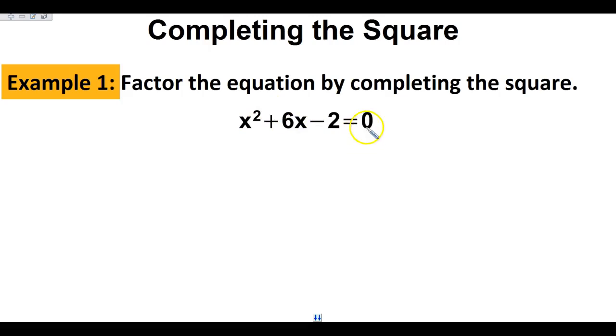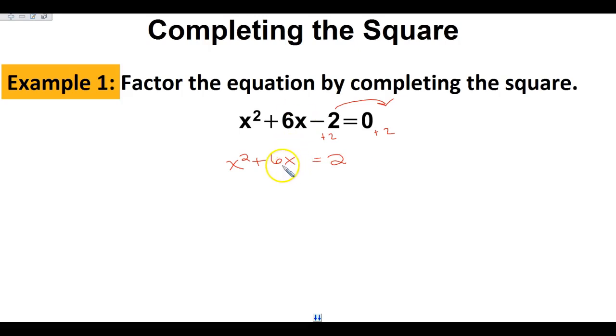So we're going to start with an equation that only has one variable in it. This one doesn't have anything to do with a circle, but I want to factor this equation by completing the square. What I want you to notice here is that this number is not a perfect square. We have an x squared and an x and a number that's not a perfect square. If you have this, you want to dump it over to this side. So we're going to add 2 to both sides, so that I get x squared plus 6x equals 2.